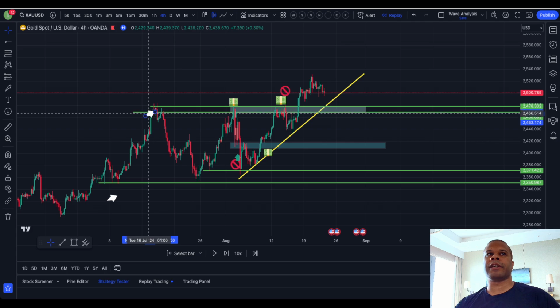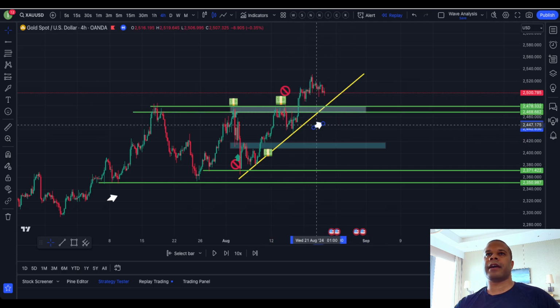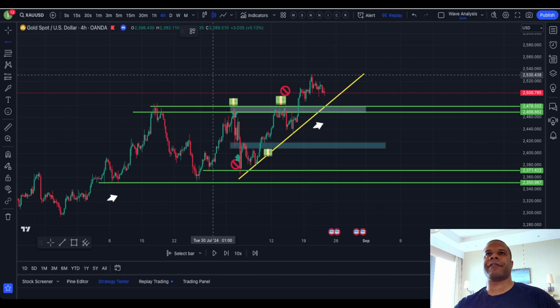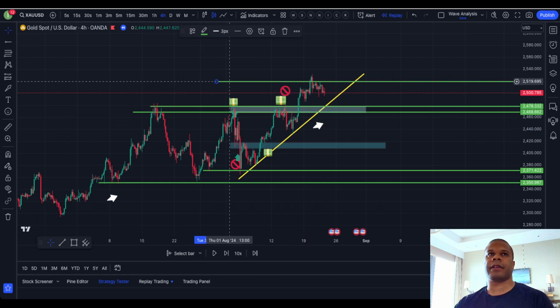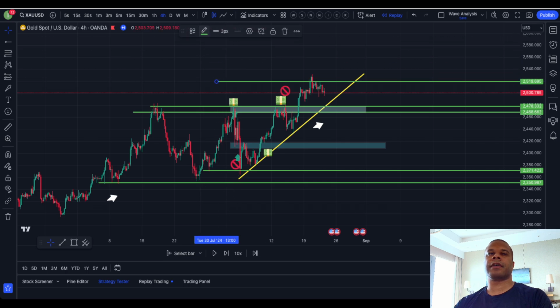Resistance zone, came in the zone, dropped. Came in the zone, dropped. Came in the zone, dropped. Finally came in the zone and rejected, right? And now it's up here. And now, if we look even on this higher time frame, we can see that there has been a zone created here of resistance. Let me change this color really quick so you guys can see this. And so now we can see that there has been a zone of resistance right here created.